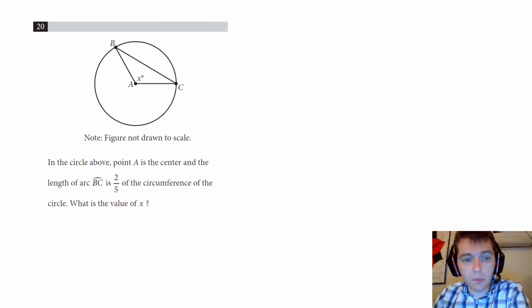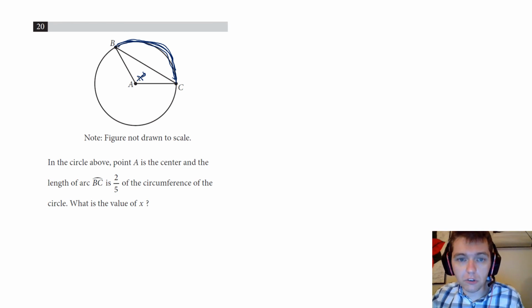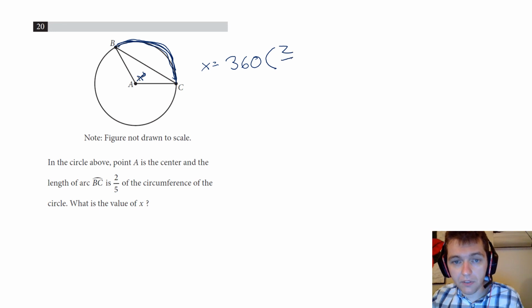Problem 20, final problem of section 3. In the circle above, point A is the center and the length of arc BC is 2/5 of the circumference. So this arc length here is 2/5 of the total circumference of the circle. What is the value of x, this angle here? Because this arc length is 2/5 and this angle effectively defines that arc length, that means that the value of x is 2/5 of the total angle of the circle. Now, a total circle is 360 degrees. And because this x is 2/5 of that, x is equal to 360 times 2 over 5, the 2/5.